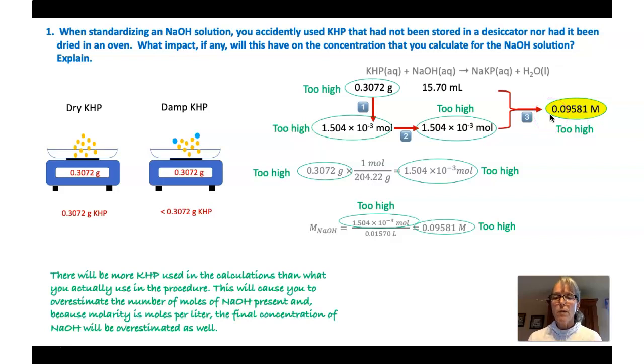So in the end, there will be more KHP used in the calculations than what you actually used in the procedure. This is going to cause you to overestimate the number of moles of sodium hydroxide present, and because molarity is moles per liter, the final concentration of NaOH will be overestimated as well. Okay, so it's not only important to understand this, it's also important to be able to write this down. So really, I encourage you, take the time and actually write down your answer and see if you can get an answer that's nice and crisp and clean.